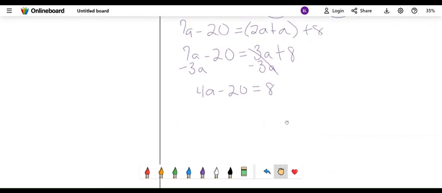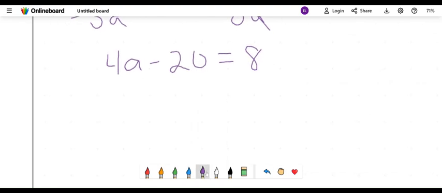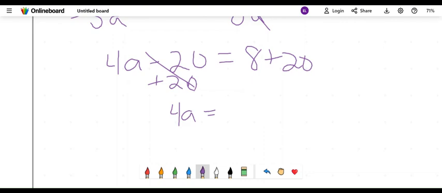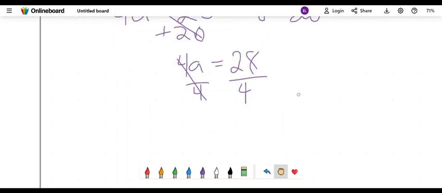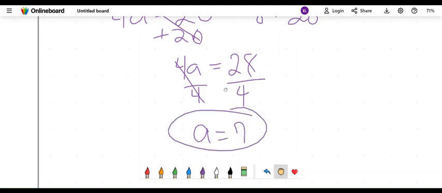Okay, so now we have to solve for a. Figure out what a is. So first we have to get rid of the 20, which means we have to add 20 to both sides. Plus 20. Okay, so we bring down 4a equals 8 plus 20, which is 28. And now we have to divide both sides by 4, which will get a equals 7. That's our answer. Isn't that not even bad?